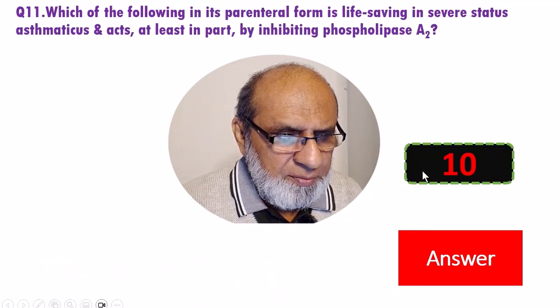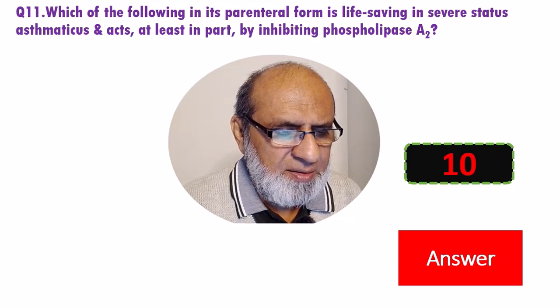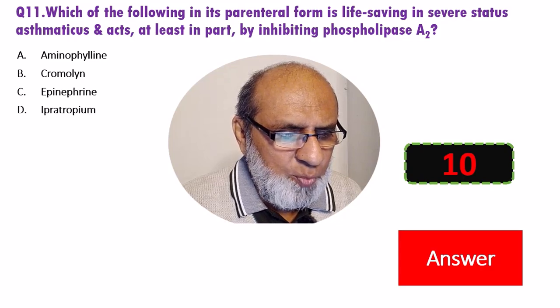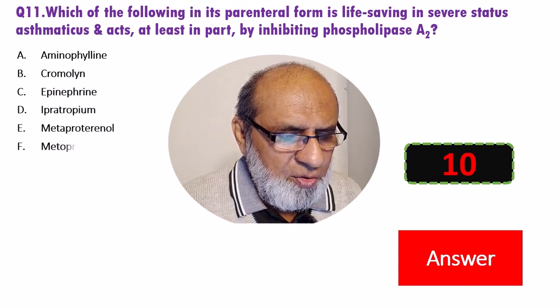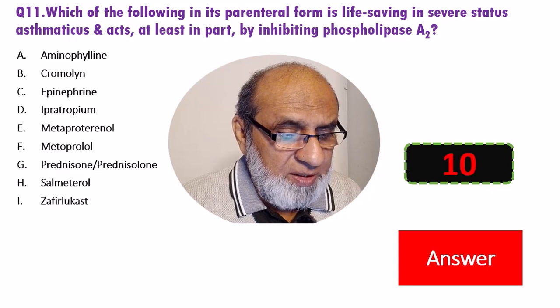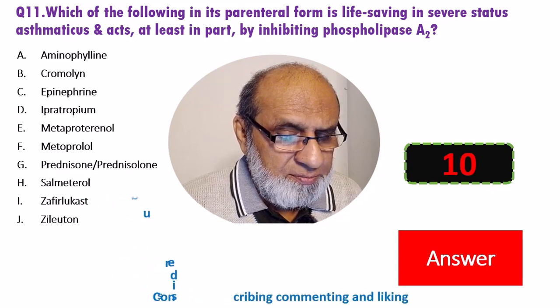Question 11. Which of the following in its parenteral form is life-saving in severe status asthmaticus and acts at least in part by inhibiting phospholipase A2? A. Aminophylline, B. Cromolyn, C. Epinephrine, D. Ipratropium, E. Metoprolol, F. Metoprolol, G. Prednisone or prednisolone, H. Salmeterol, I. Zafirlukast, J. Zileuton.